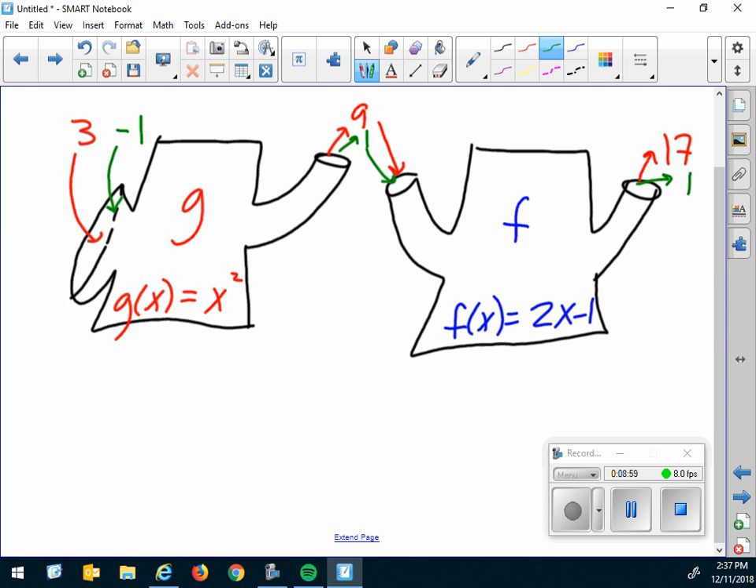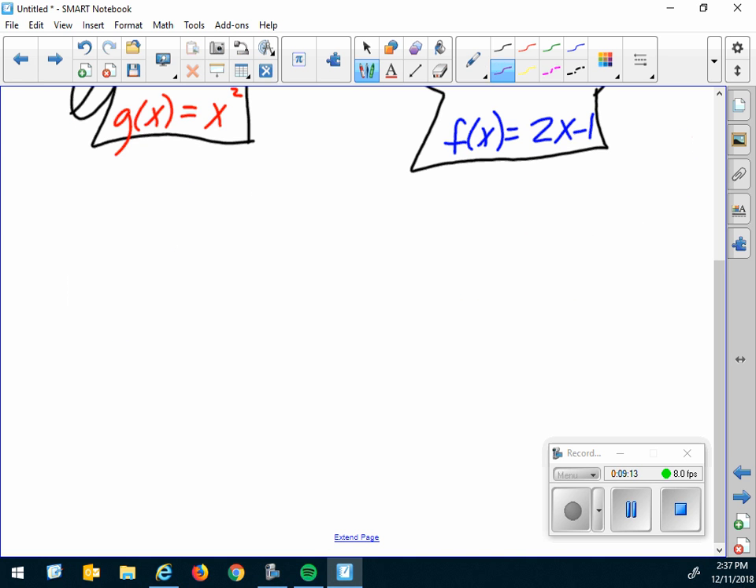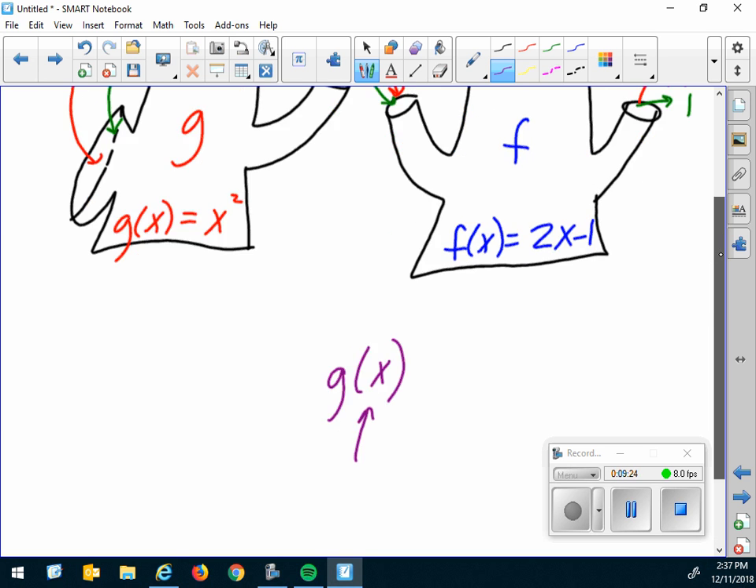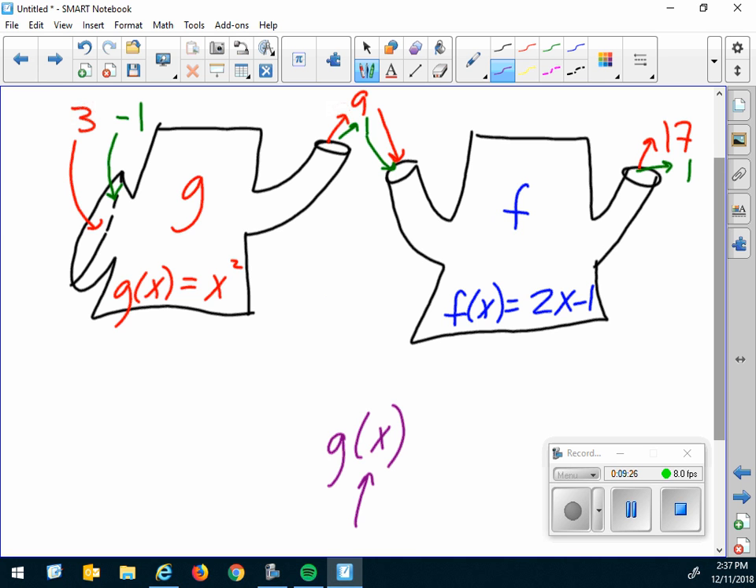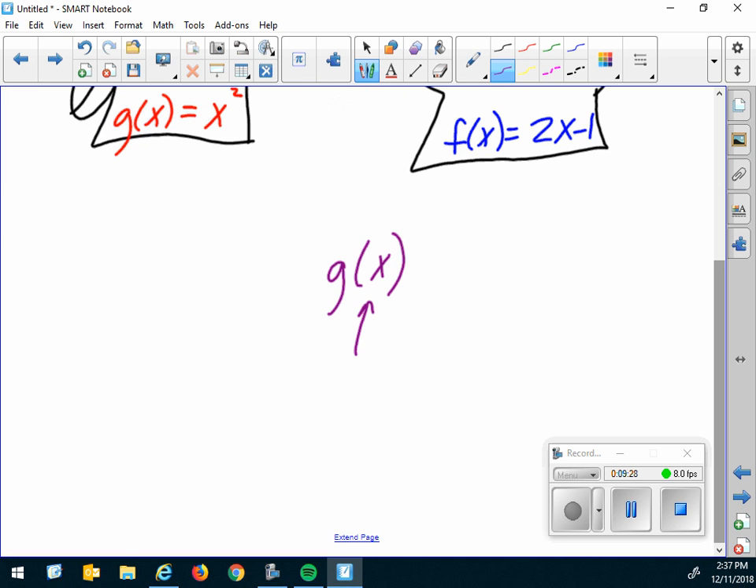How in the world could we write mathematically what we just did? What did we do first? Did we do F first or did we do G first? So here's what we did first. We did G of X, didn't we? We put something into that machine G and something came out. And then what did we do with the something that came out? We put it into F.